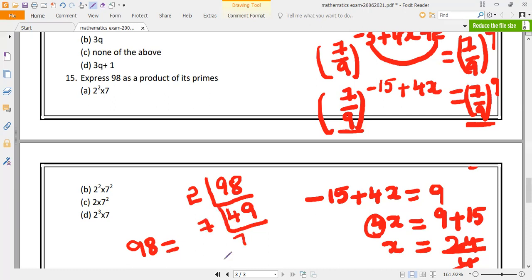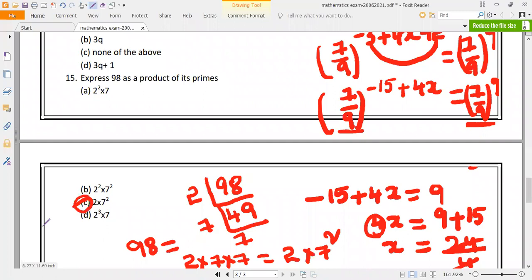So 98 is equal to 2 into 7 into 7, which is 2 into 7 square. 98 is equal to 2 into 7 square. So which option? Option C. Any doubt up to here? No, ma'am.